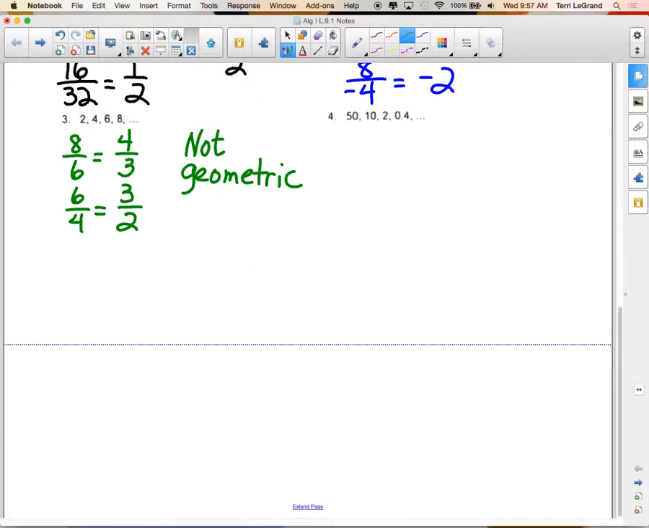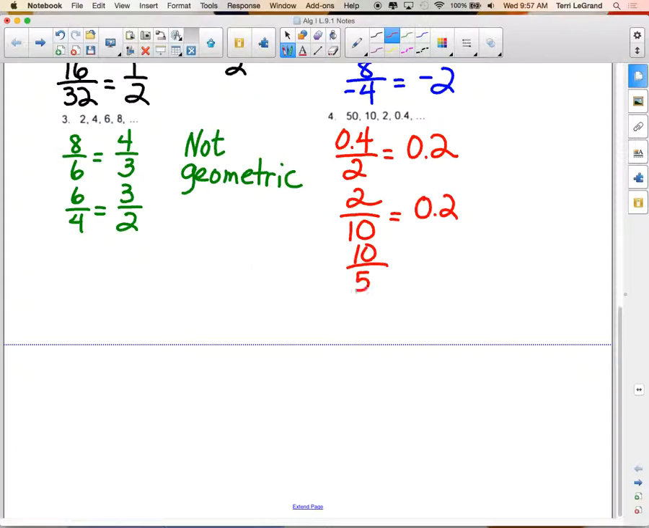Okay, and now let's go to our last one here. 0.4 divided by 2. So it's kind of like having 40 cents and dividing it between 2 people. How much do you have? 0.2. You get 20 cents. Okay. And then we have 2 divided by 10. Well, 2 divided by 10, or 2/10 written as a decimal, is that 0.2? Yeah. And then we have 10 divided by 50. Well, 10/50, isn't that 1/5? And isn't 1/5 0.2 also? Yeah.